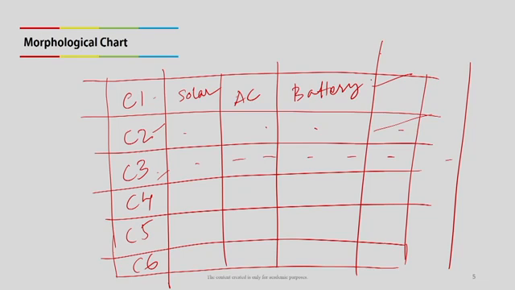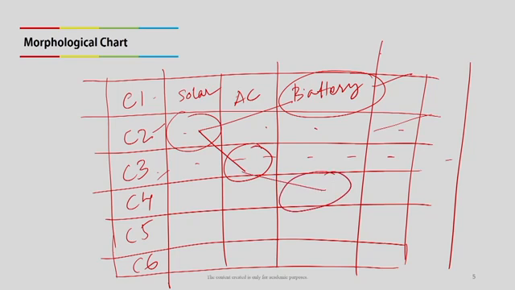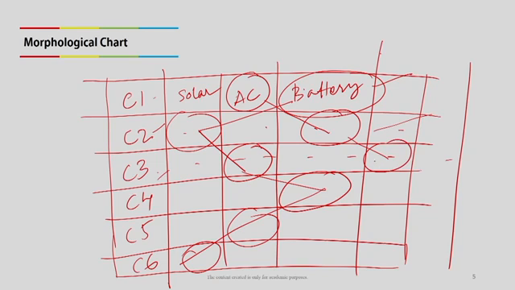For example, using battery for component 2, with this idea, what will be the kind of product. So, you can take this option with this. This can be one concept. Similarly, you can create a different kind of concept. So, in morphology, for each component you have to generate different kinds of ideas and then combinations.